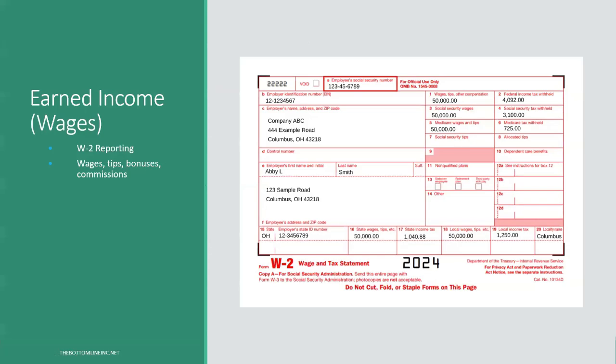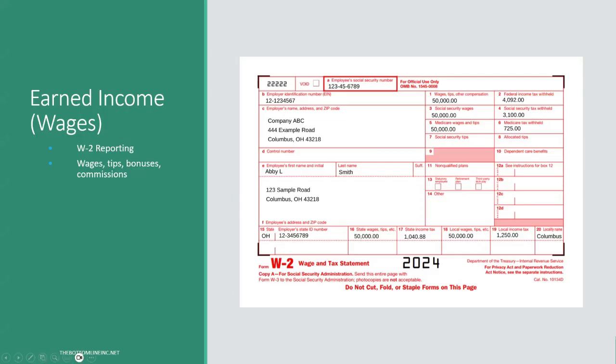Wages, and this is considered earned income. Unearned income is interest income and dividends. Earned income is you go to a job, you get a wage. This is what a W-2 from 2024 looks like.